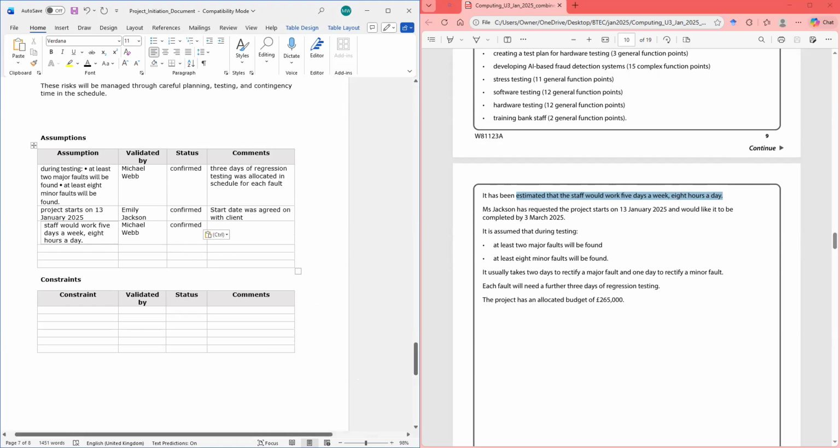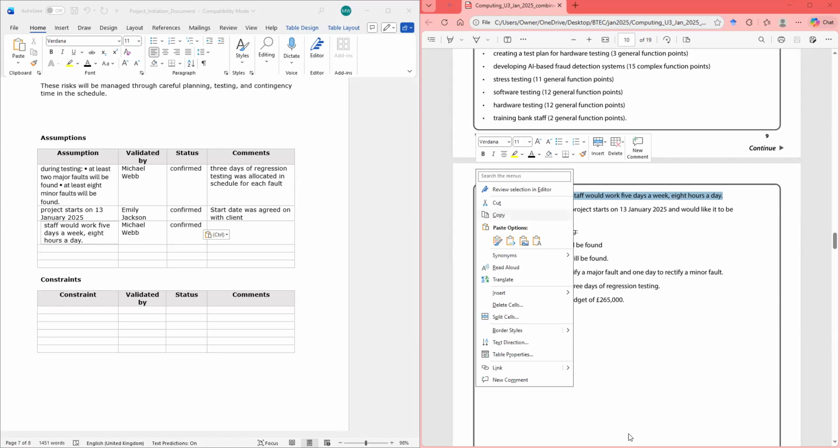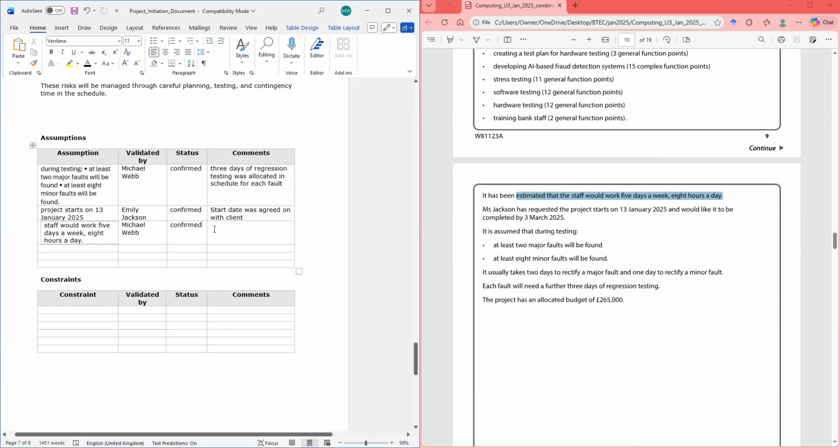I've confirmed it. All I have to say here is that staff has been allocated to task by me doing the function points for each task. Staff has been allocated, right, to task. That's confirmation. All right.